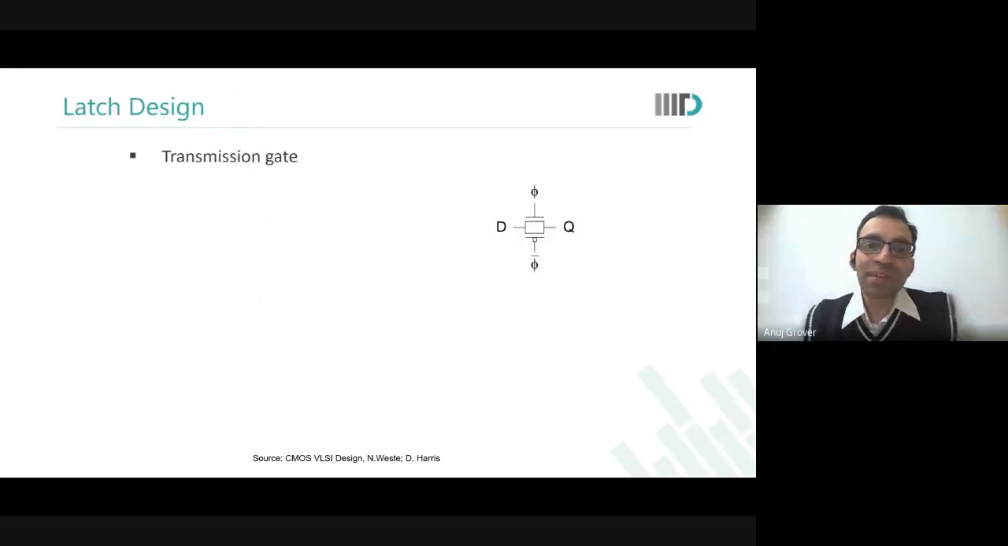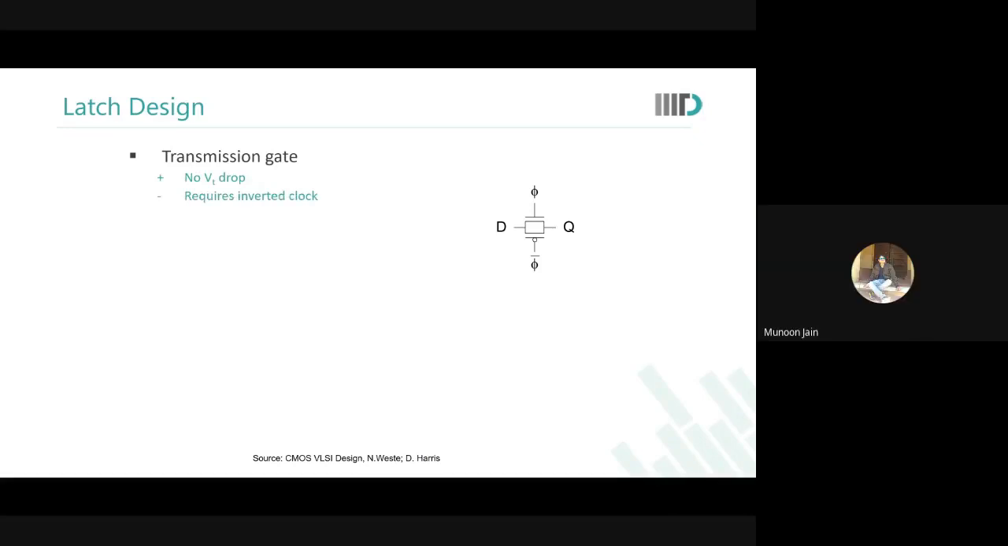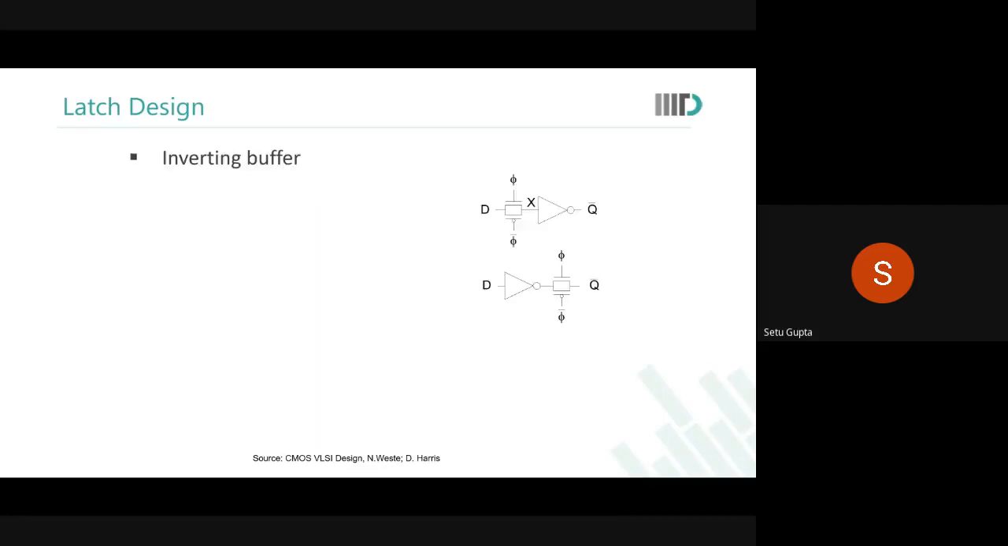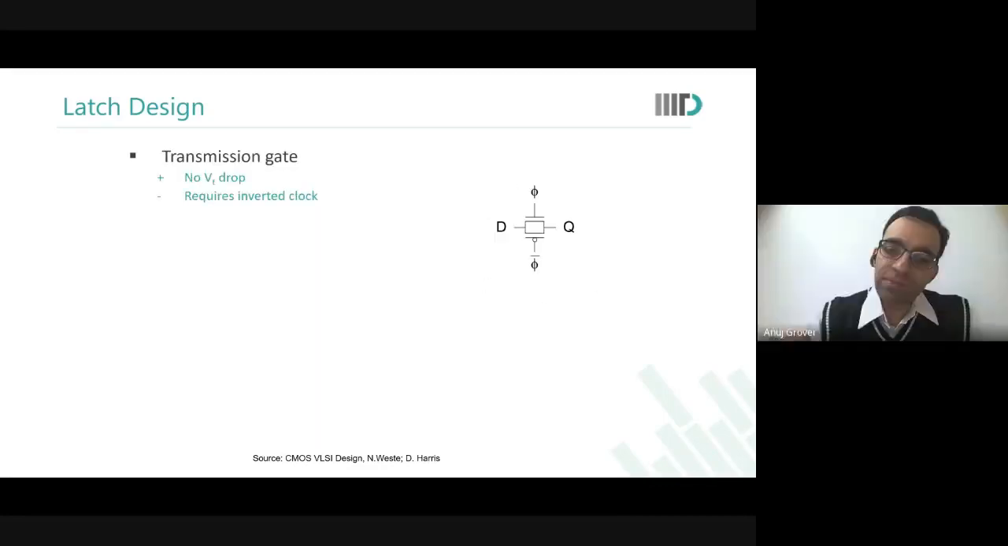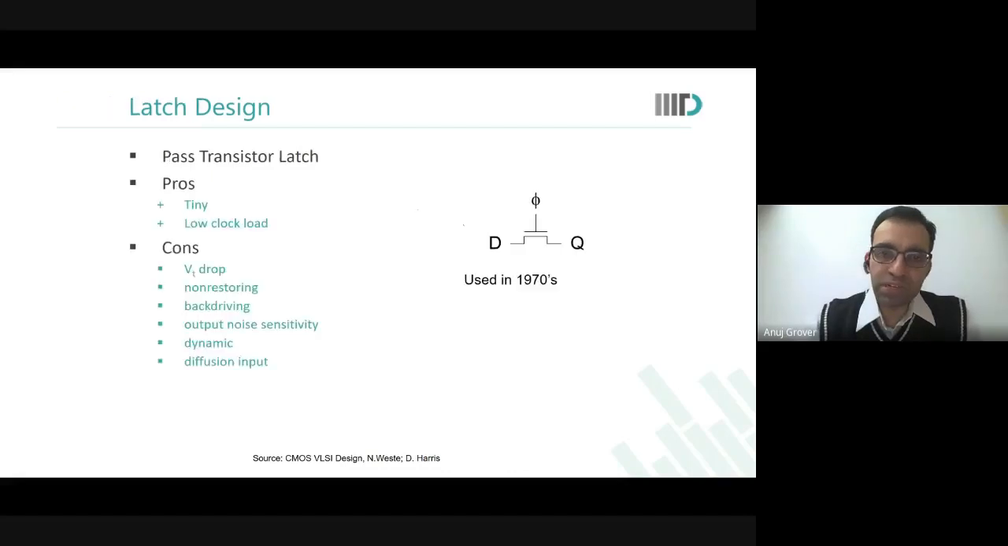So now over there we had pass transistor logic. We said, okay, there was a VT drop. Let's take care of the VT drop problem and let's use a transmission gate. So which problems will still remain? The problem of delay if we connect multiple. Okay, not there. So diffusion input, back driving, non-restoring, all these. Exactly. So all the other problems that we had.